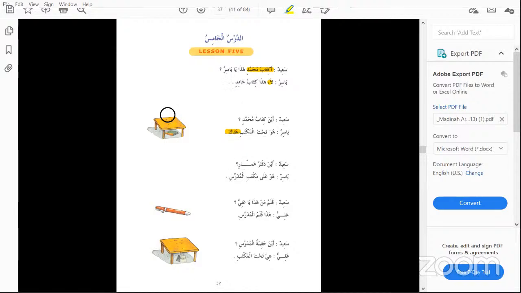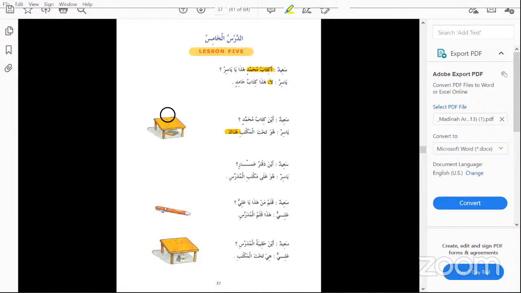Okay. Continue. Aina daftaru Ammarin, where is Ammar's notebook? Huwa ala, daftar means notebook. Huwa ala maktab al-mudarrisi. It is on the teacher's desk. Excellent.